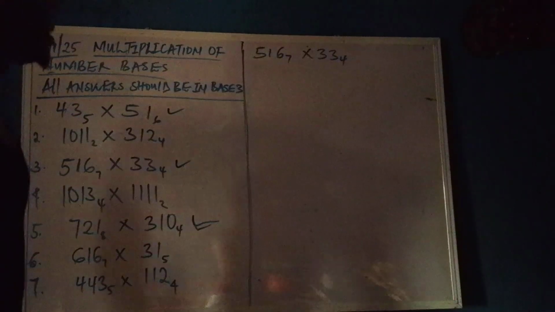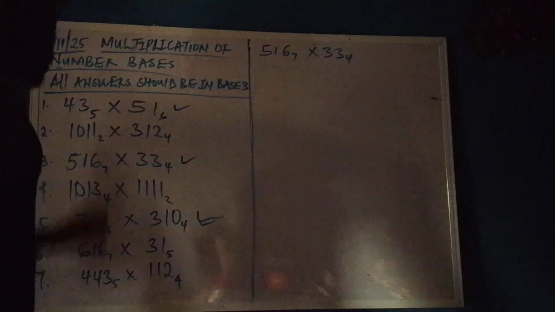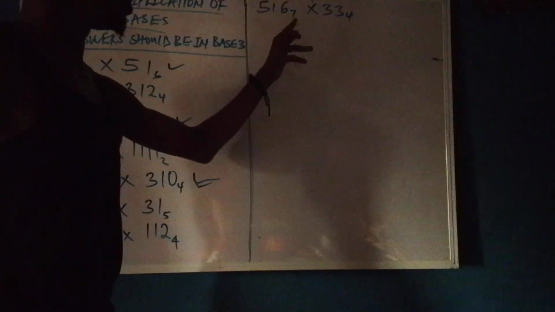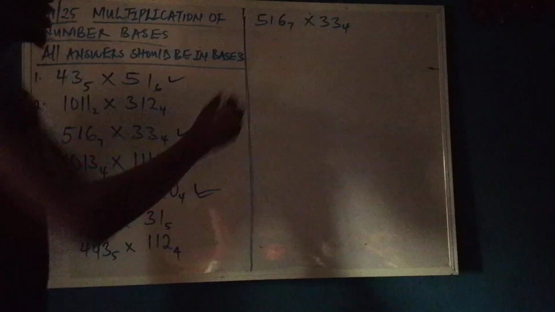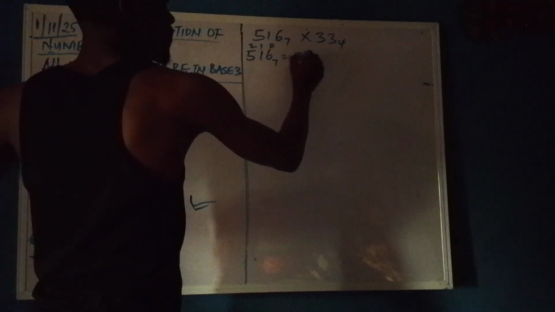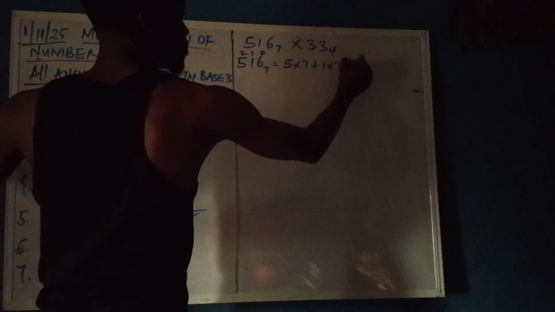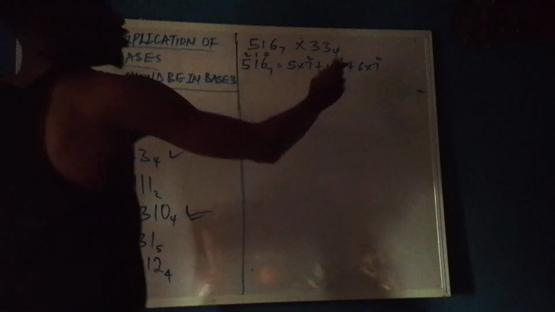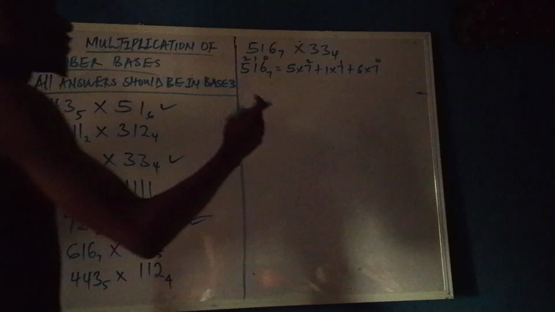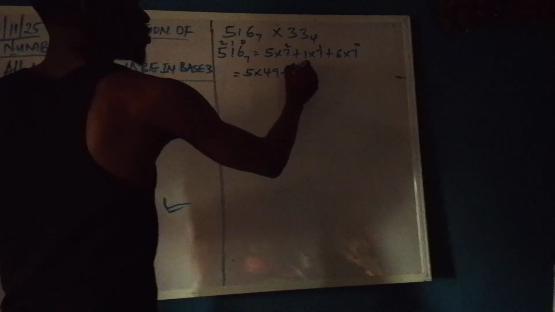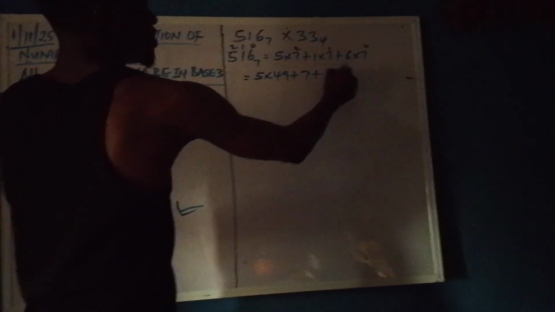In this video, we're going to be doing the second example. The second example is 516 base 7 times 334 base 4. So now let's convert 516 base 7 to base 10. That is 5 times 7 to the power of 2, plus 1 times 7 to the power of 1, plus 6 times 7 to the power of 0. I just went ahead to do the straight line, adding the powers afterwards. So 7 to the power of 2 is 49. That's 5 times 49, plus 1 times 7, that's 7, then 7 to the power of 0 is 1, times 6 is 6.